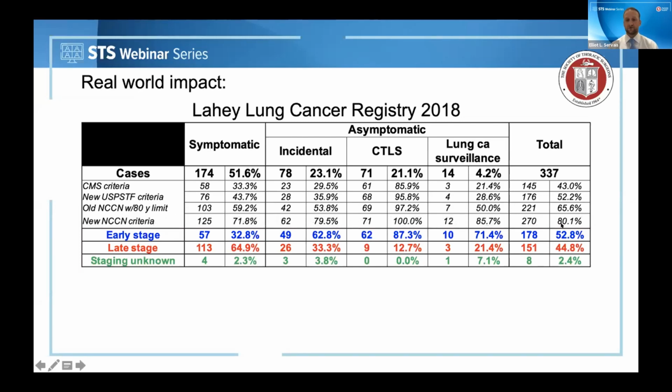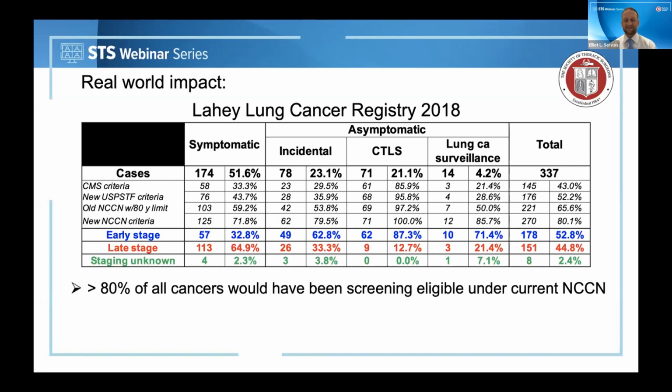80.1% of patients who presented with lung cancer to our institution would have been eligible for screening with the new NCCN criteria. So that is an important finding. And why would this be?